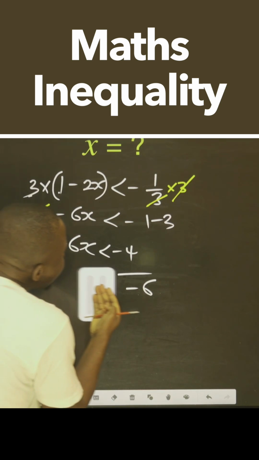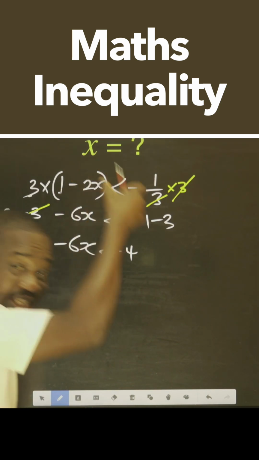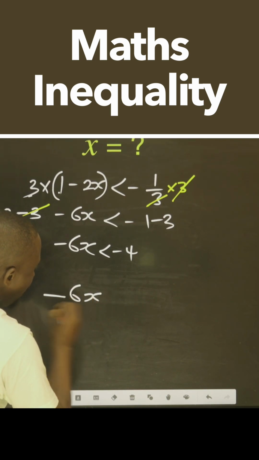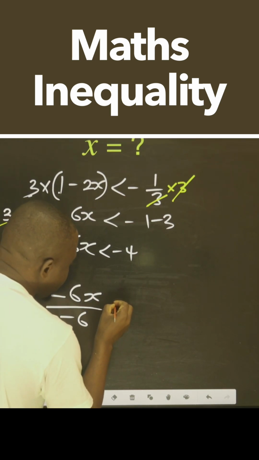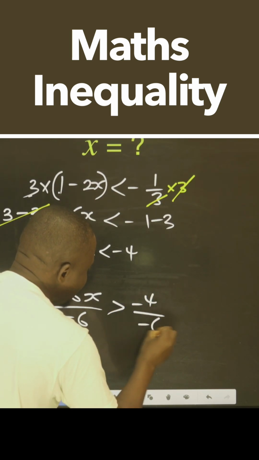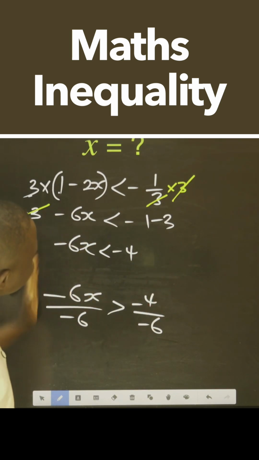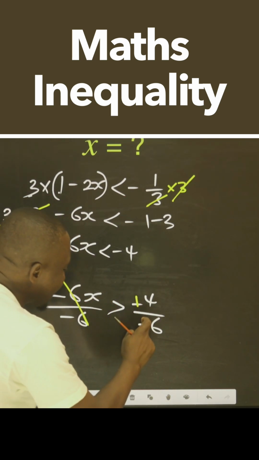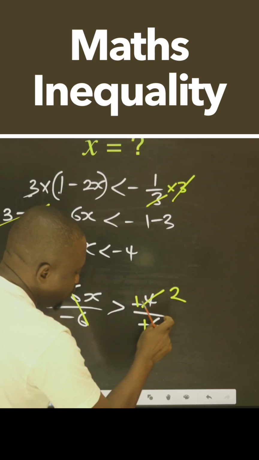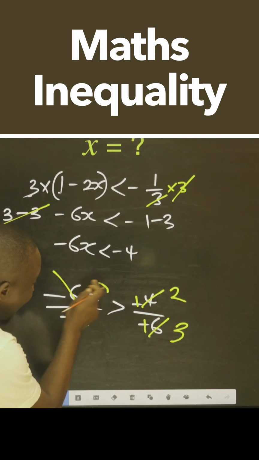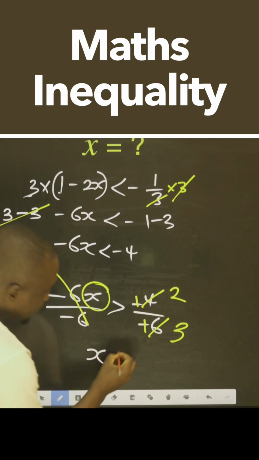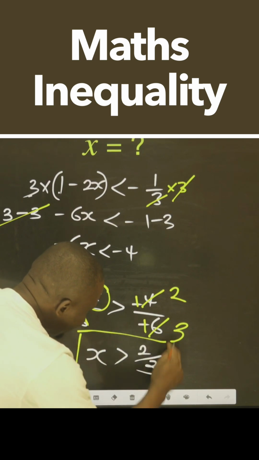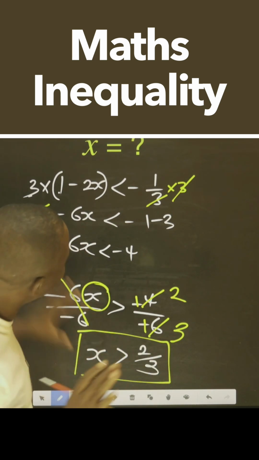Therefore, I will allow this to be here so that you see the flow. I will come here to say this over minus 6, this over minus 6. You see? I'm dividing both sides now by minus 6. Then this and this will cancel. Then here, 2, here, 3. It means therefore x is now alone. This is greater than 2 over 3. This is the final answer. You get the point now?